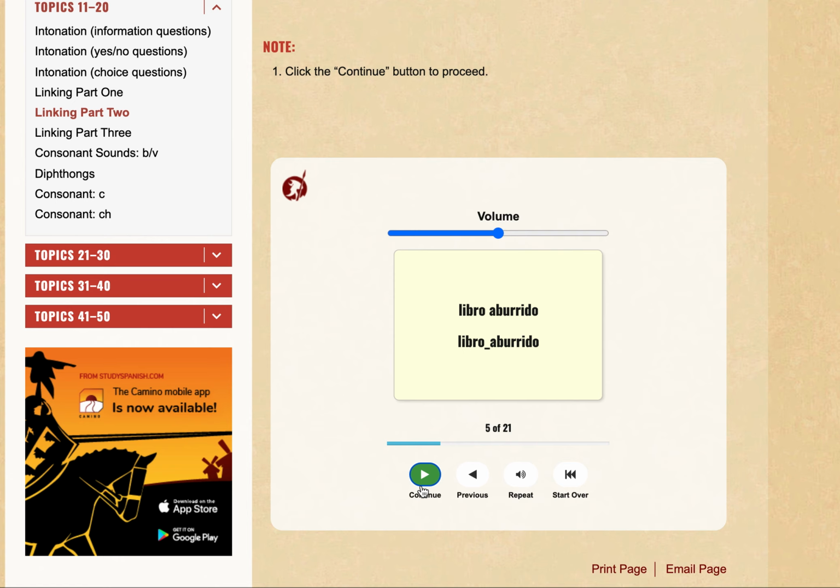So libro, from what I know, is book. I'm not sure what aburrido is, but libro aburrido, libro aburrido. And you have two R's together, so you have a trilled R, as seen in the previous lessons.